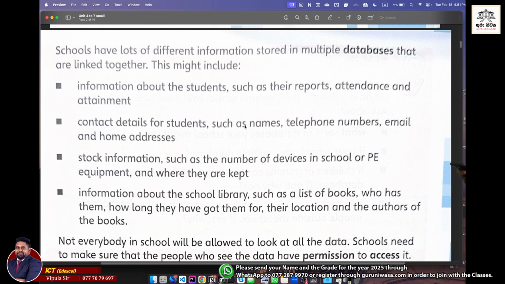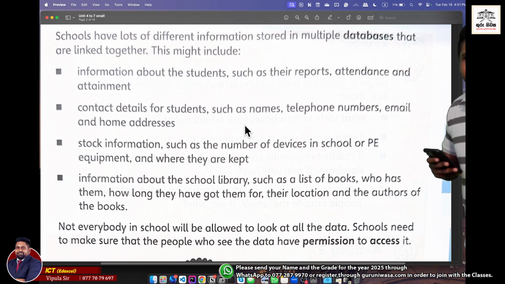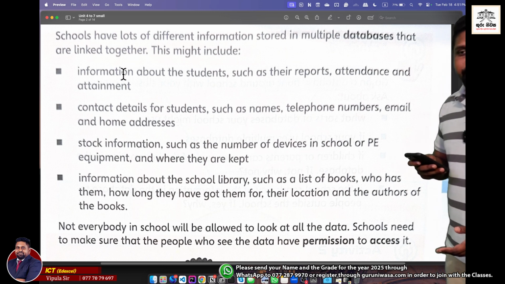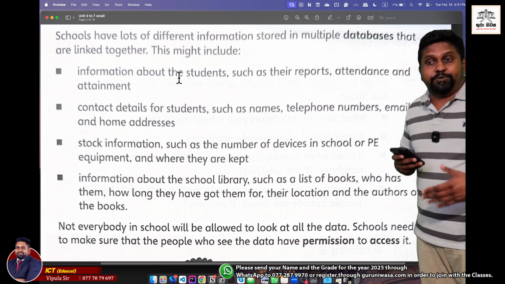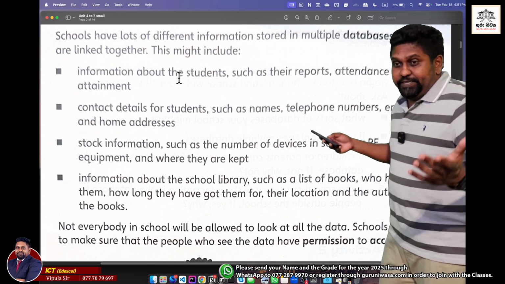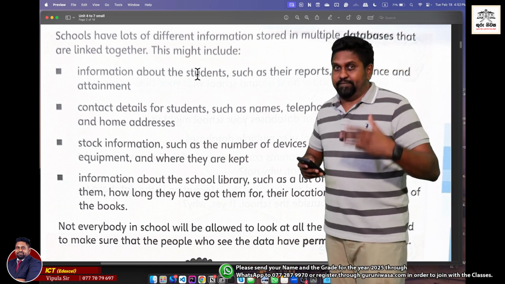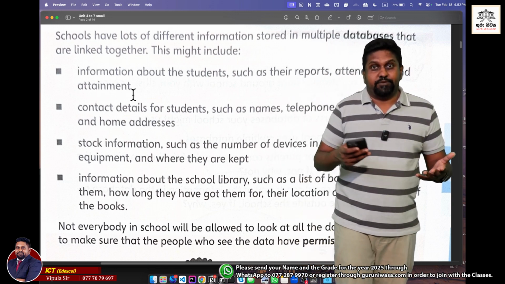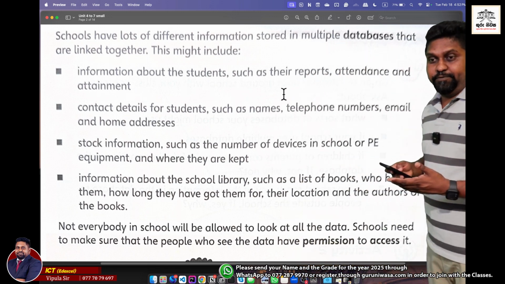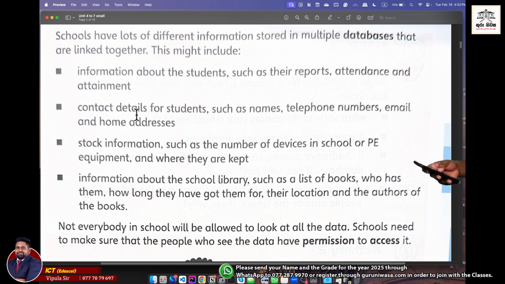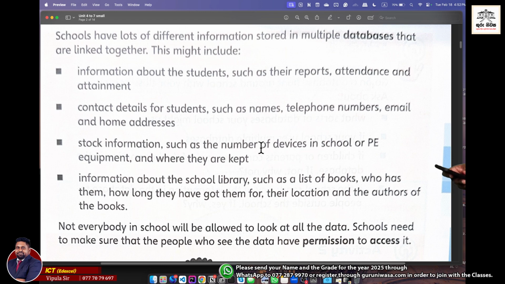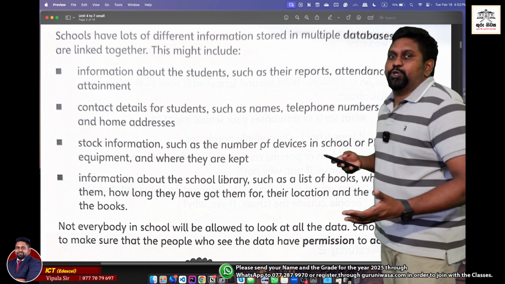This is a bit of a theory part, so I'll just quickly jump through it. As we discussed, information about students, such as their reports, attendance, and different types of attainments, is confidential, right? And contact details for students, such as name, telephone numbers, and email, as well as stock information, such as what type of data, right? So these are all information which a school should have, right?